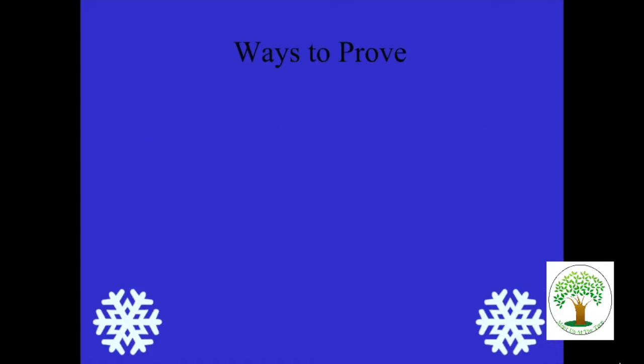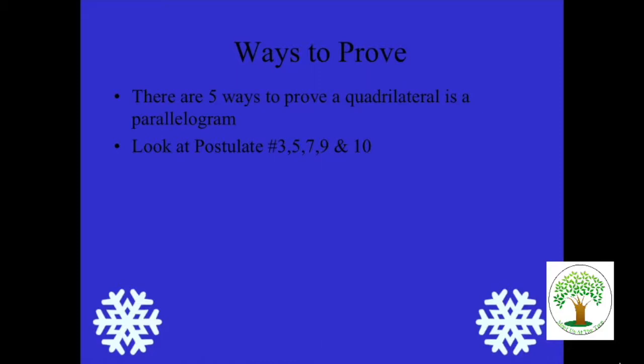All right, so here are the ways we're going to use to prove. There are 5 ways to prove that a quadrilateral is a parallelogram. We're going to do that by looking at some of your postulates and theorems, those odd ones that we weren't looking at last time. There's one even one, by the way. There's 3, 5, 7, 9, and then one little lone one out there at 10, okay? That means I think we've covered the first 10 out of the 18 that there are.